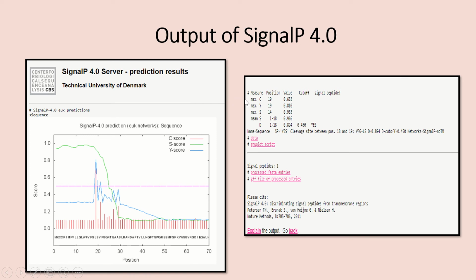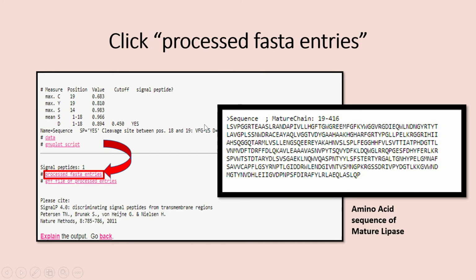When you scroll down, it will state the measure, position, value, cutoff. Signal peptide, yes. Cleavage site between position 18 and 19. This is the cleavage site on the graph. And there are 2 links below, which are process FASTA entries and GFF file or process entries. You need to click on the process FASTA entries and you will retrieve the amino acid sequence of mature lipase.